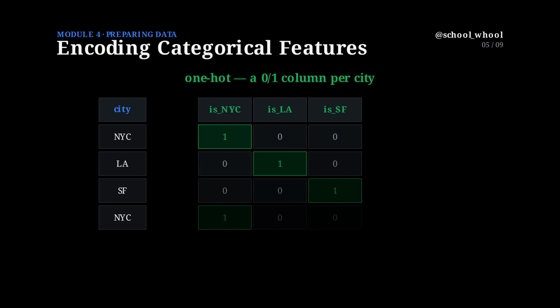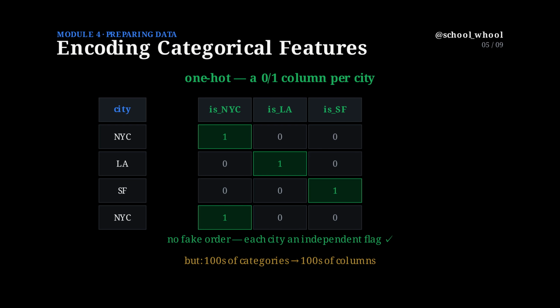The safe fix is one-hot encoding. Replace the single column with one yes or no column per city. Each row gets a single 1 in its own city's column, and zeros everywhere else. Now there's no fake order, each city is just its own independent flag. The one catch, a column with hundreds of categories becomes hundreds of columns. So watch out for high cardinality.